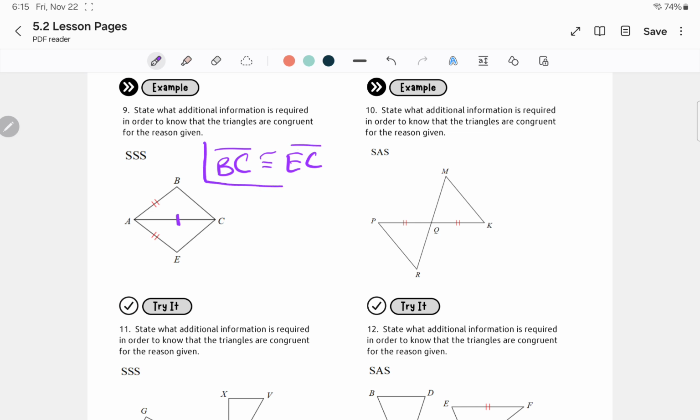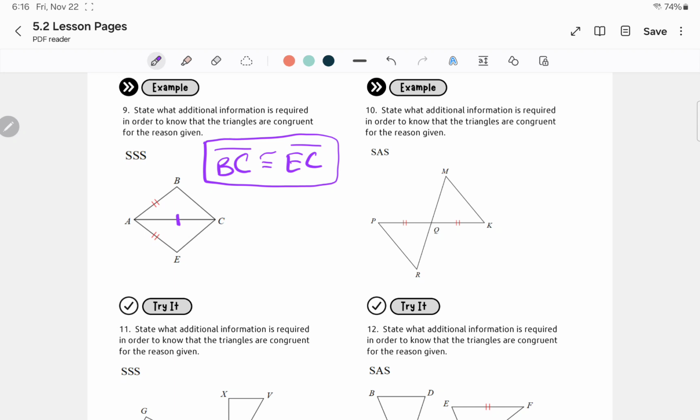And that's my answer. So it's just asking what additional information do we need in order to show side congruency. So let's look at number 10. Again, state what additional information is required in order to know that the triangles are congruent for the reason given. This one is side, angle, side.